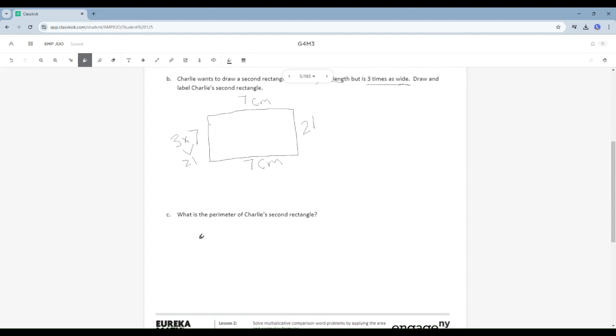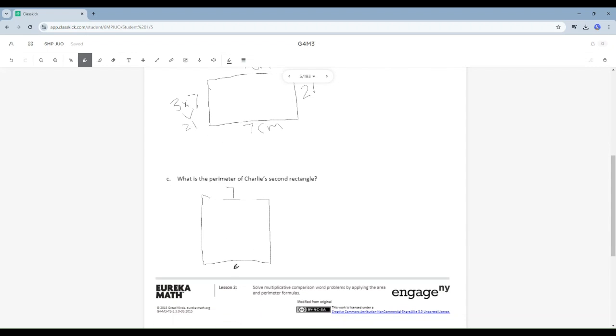And letter C says, what is the perimeter of Charlie's second rectangle? So this drawing is a little bit misleading because my width should be longer. So I should actually probably draw the rectangle more like this, with longer edges along the left and right hand side. So 7 centimeters up top, 7 centimeters down below, 21 centimeters on the right side, 21 centimeters on the left side. And since I'm searching for the perimeter, I can go ahead and add those up.